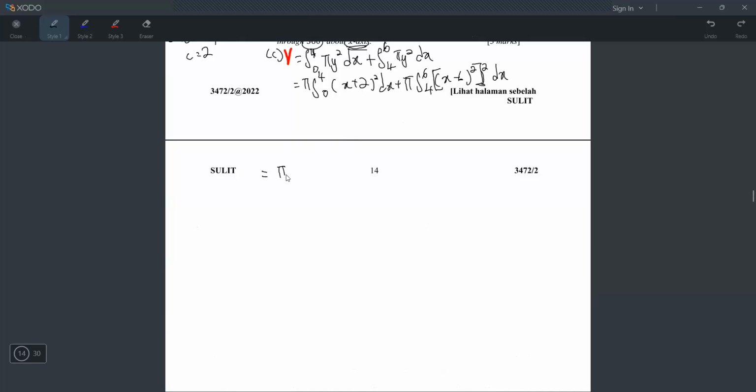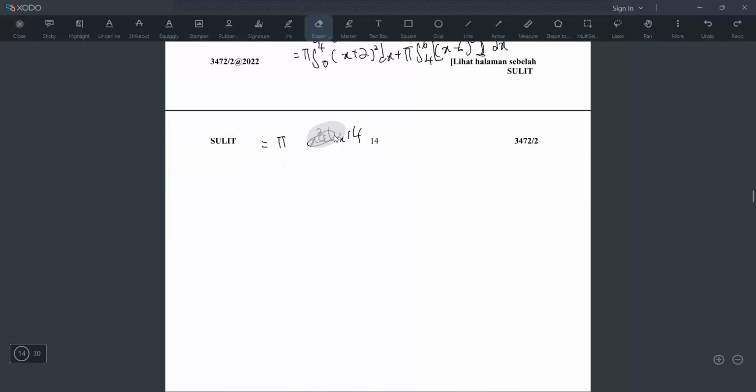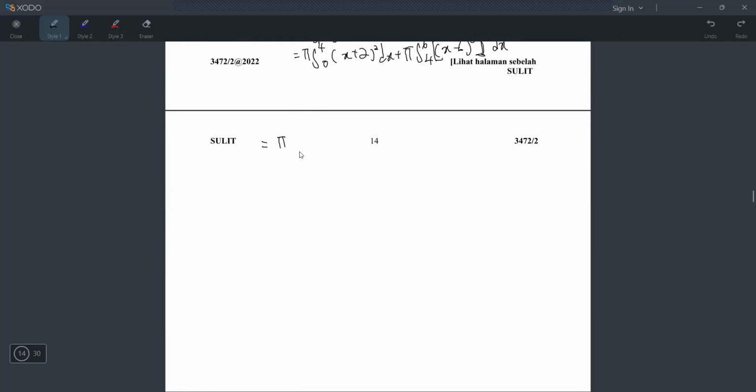This one becomes pi. Okay, how to integrate this? You can choose to expand, or you can choose not to expand. If you expand, it will become x squared plus 4x plus 4, and then you integrate. That can also be done. But you can also choose not to expand. You just leave it as x plus 2 power 2 and just take x plus 2 power 3 over 3. But if you want to do it like this, just don't forget to differentiate inside the bracket one time. So differentiating x is 1, differentiating 2 is 0. That's it. And then 4, 0. Done.